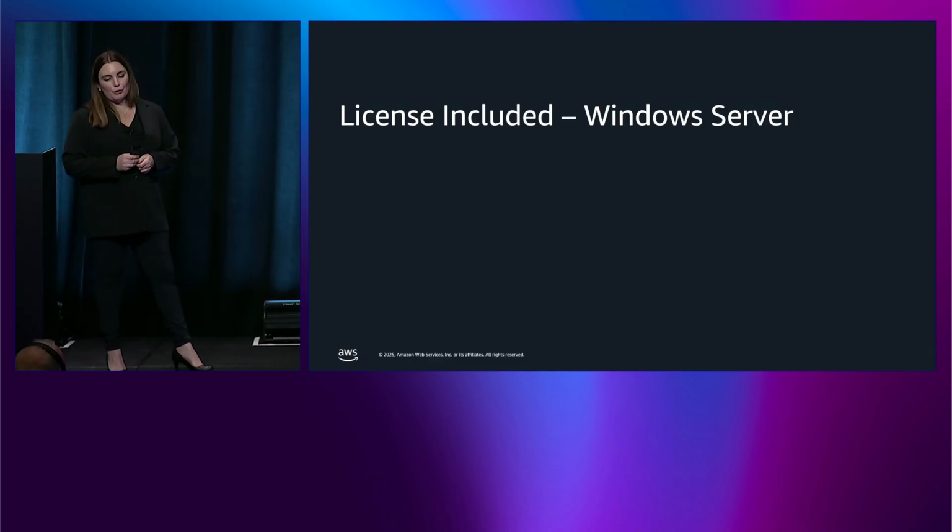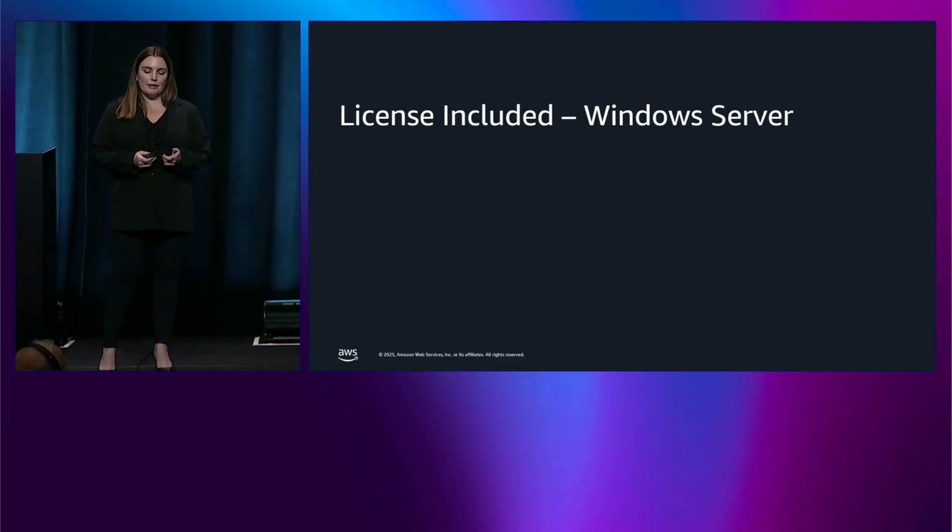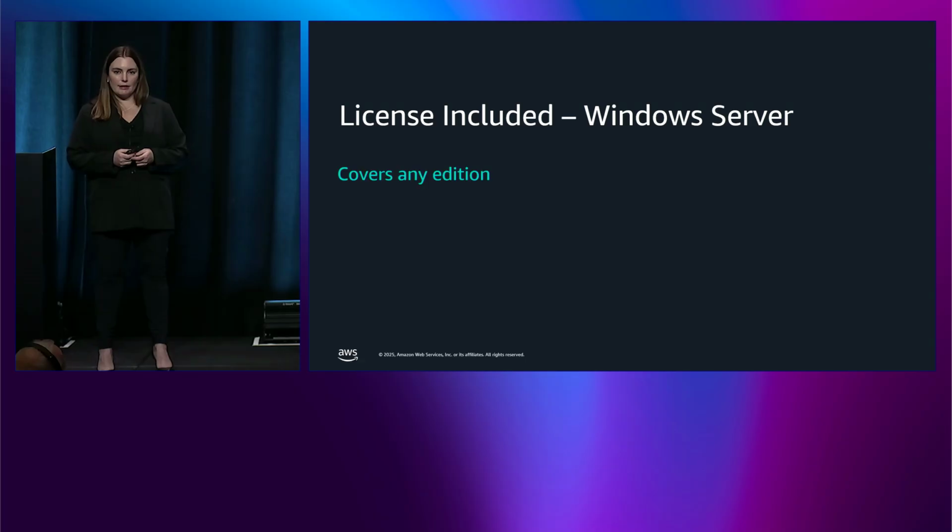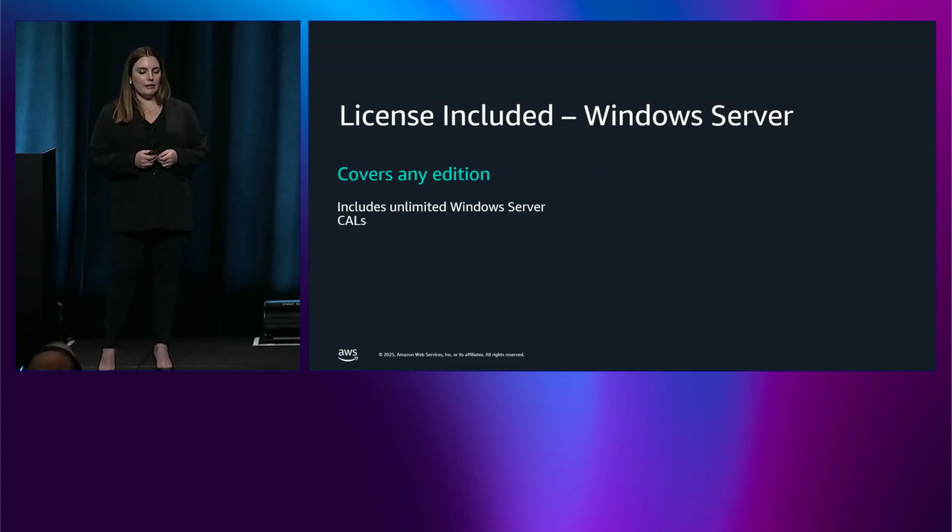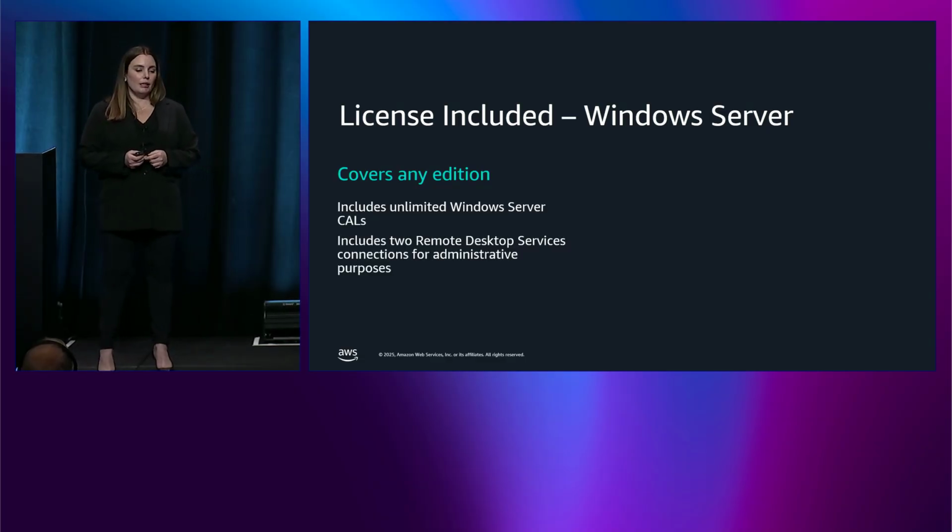Now for license included and some of the offerings we have there. For Windows Server license included, this is most commonly used by customers because it does allow customers to deploy on shared EC2. It covers any edition. We don't always list an edition, but our licensing agreement with Microsoft is very specific, very customized, and it covers any edition. It also includes unlimited Windows Server CALs, as well as 2 remote desktop services connections for each EC2 instance that you're using license included.